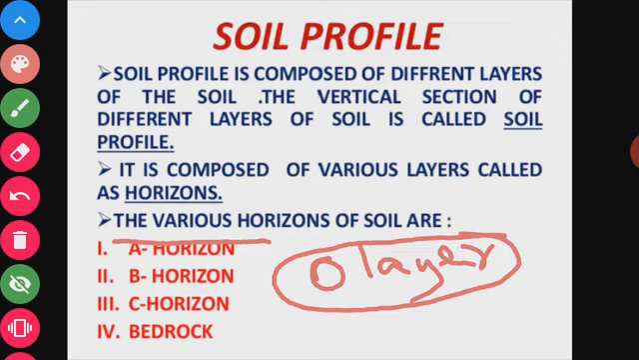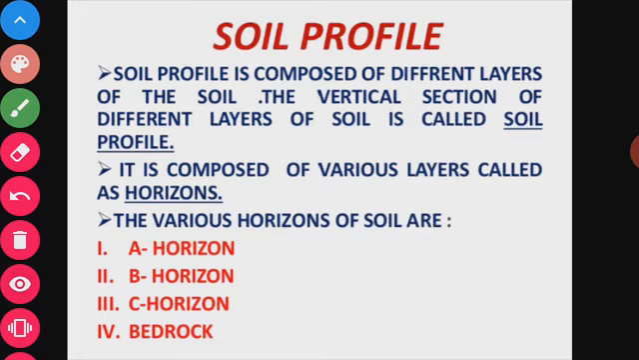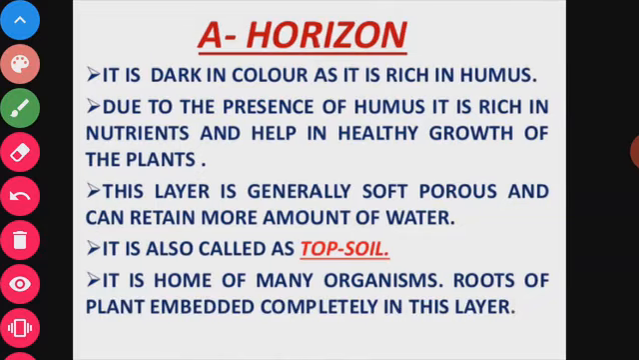There are four different horizons: O layer or O horizon, A horizon, B horizon, C horizon, and the lowermost is the bedrock. A horizon is also known as topsoil. This A horizon is also called topsoil.